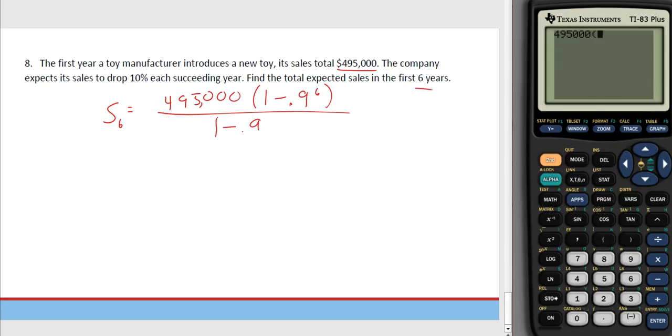So as I enter this into my calculator, 495,000 times 1 minus 0.9 to the 6th power. And then I'm just going to go ahead and divide it by my denominator, which would be 0.1. I get 2,319,367.05. And so they're going to have $2,319,367.05 in sales of their toy over these 6 years.